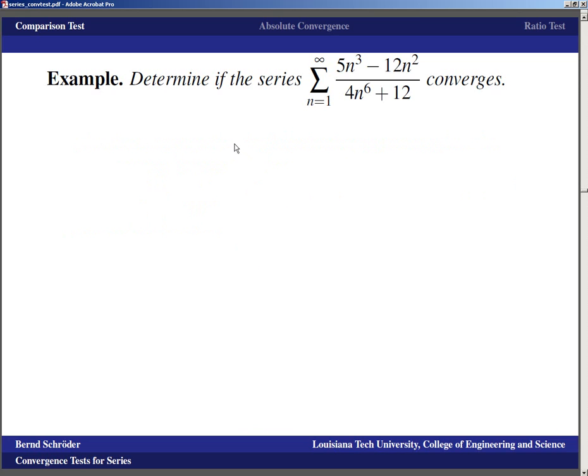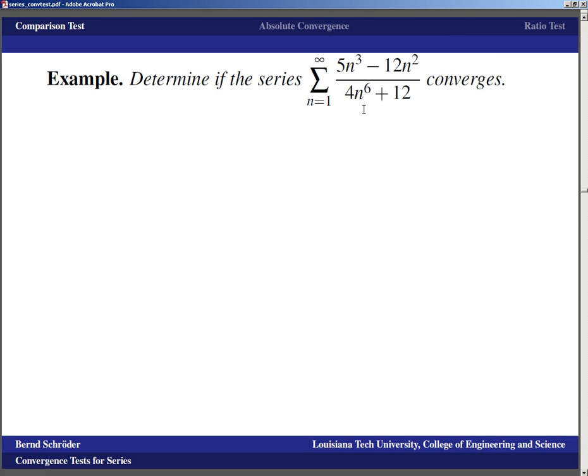Now, in terms of applying the comparison test, there are two major steps that need to be taken. First of all, we need to figure out what to compare these terms to, and then we have to verify that the right inequality works. In terms of figuring out what to compare these terms to, well, if we drop all the lower order terms here, we realize that this fraction sort of looks like 5n cubed divided by 4n to the 6th, which is about 5 over 4n cubed.